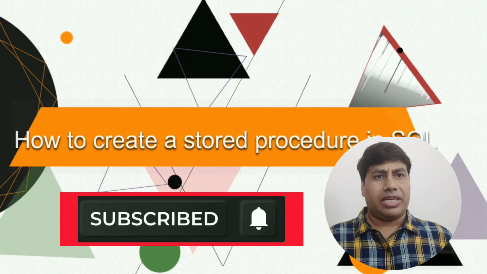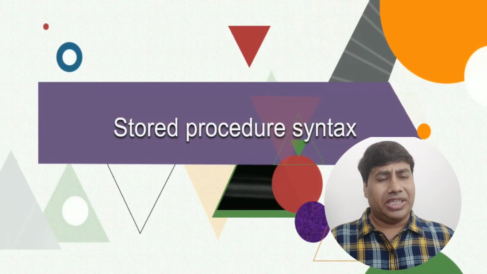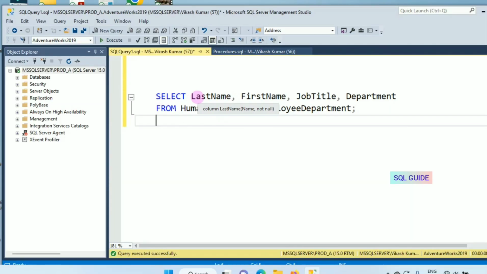Let's connect with SQL Server Management Studio to show you how to create a stored procedure. So this is a SQL statement getting data from the view employee department. This is a SQL statement to get data from one more table and a view. Now this SQL statement I am going to change into a stored procedure.